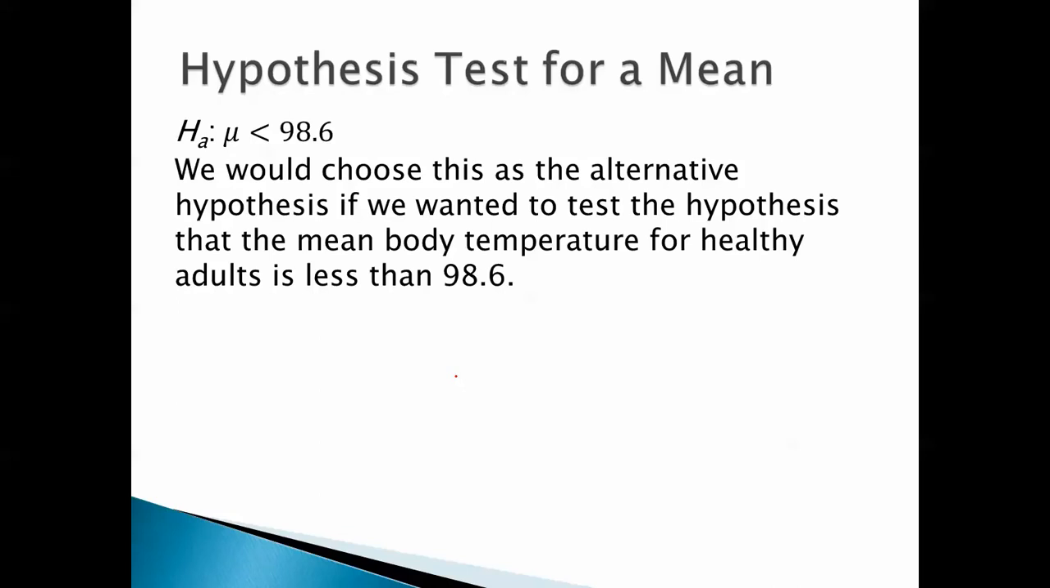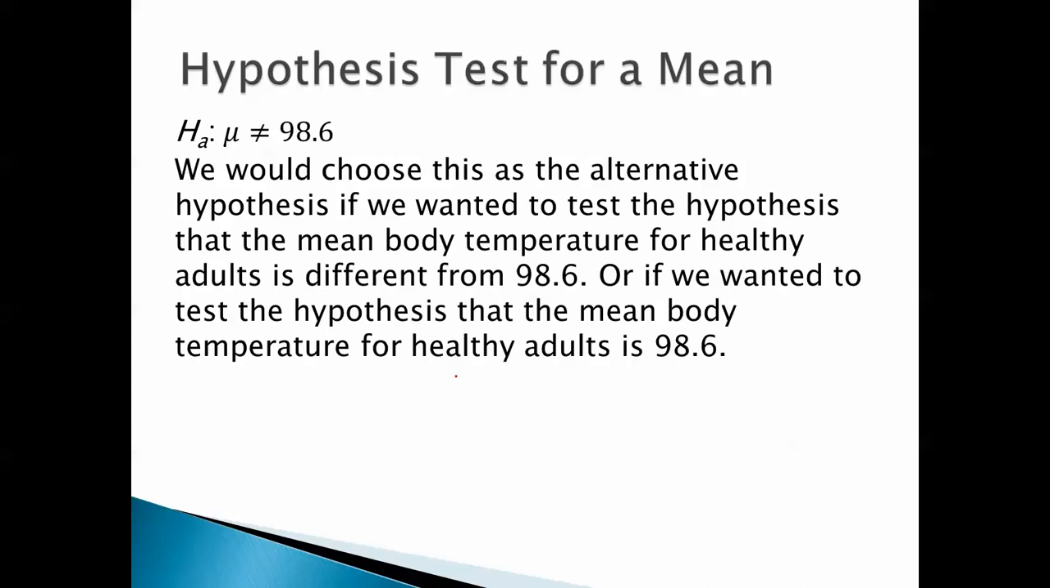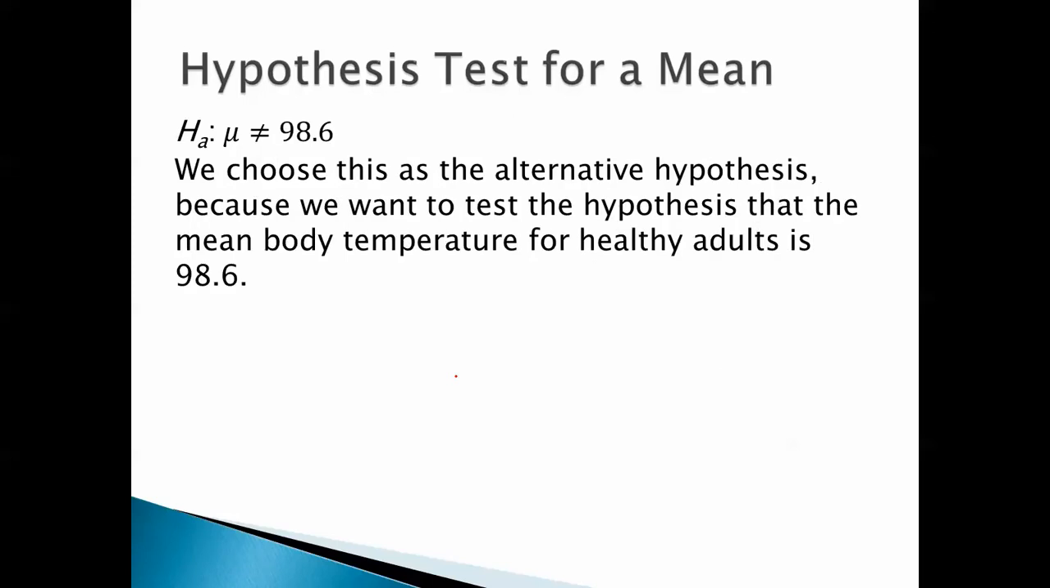We would choose this as the alternative hypothesis if we wanted to test the hypothesis that the mean body temperature for healthy adults is less than 98.6, not what we want. Mu is greater than 98.6, we would choose this as the alternative hypothesis if we wanted to test the hypothesis that the mean body temperature for healthy adults is greater than 98.6, not what we want either. Mu does not equal 98.6. We would choose this as the alternative hypothesis if we wanted to test the hypothesis that the mean body temperature for healthy adults is different from 98.6, and that's what we want in this case.